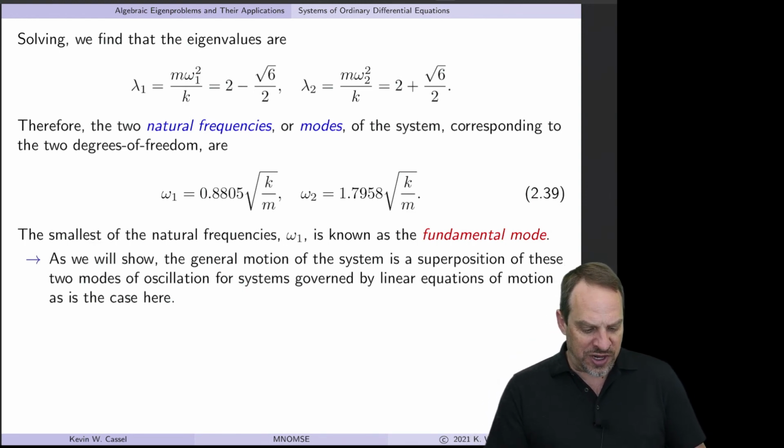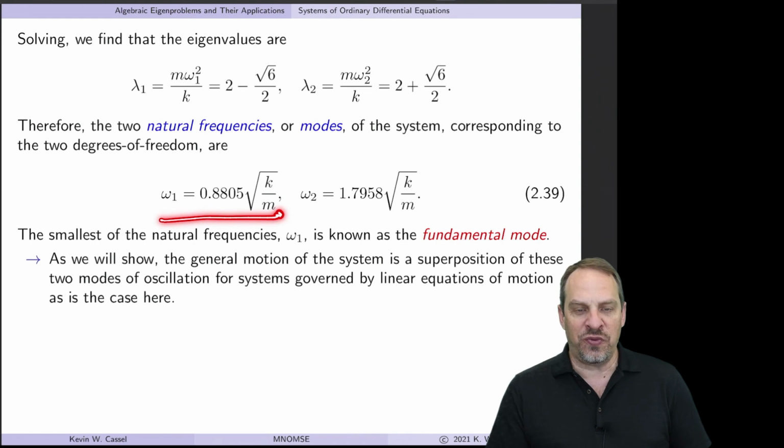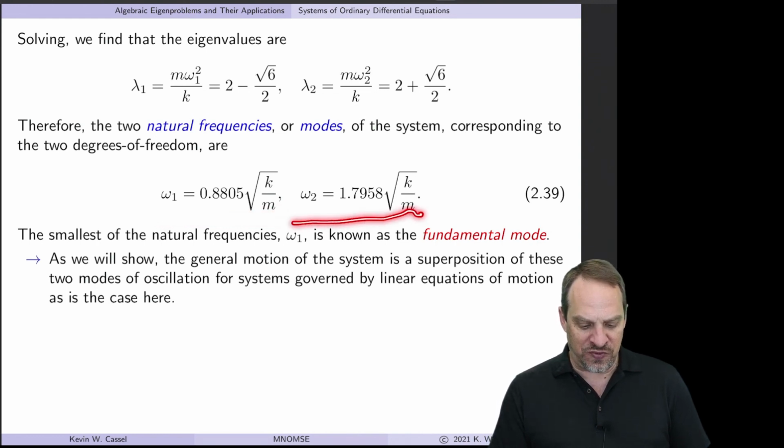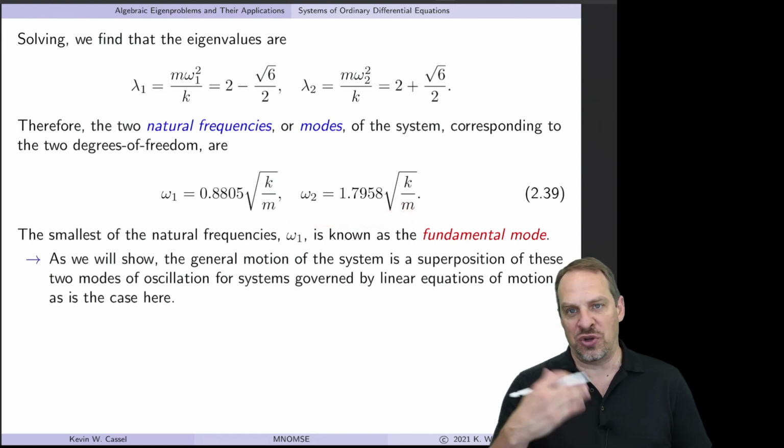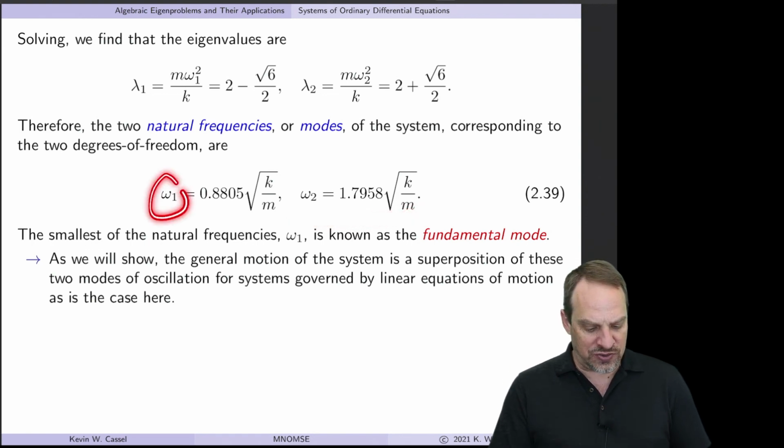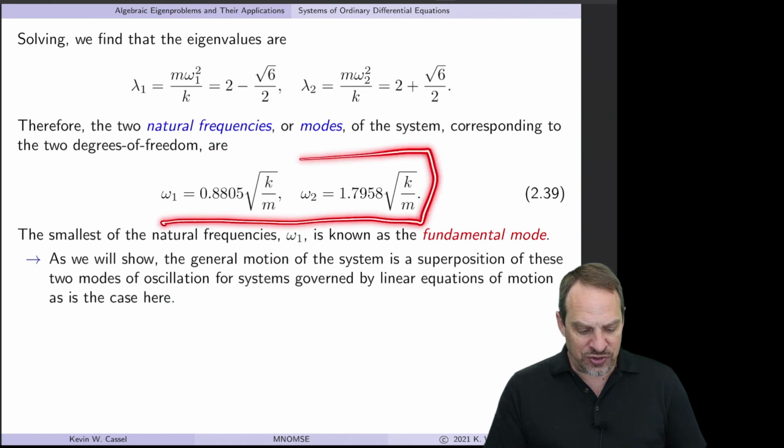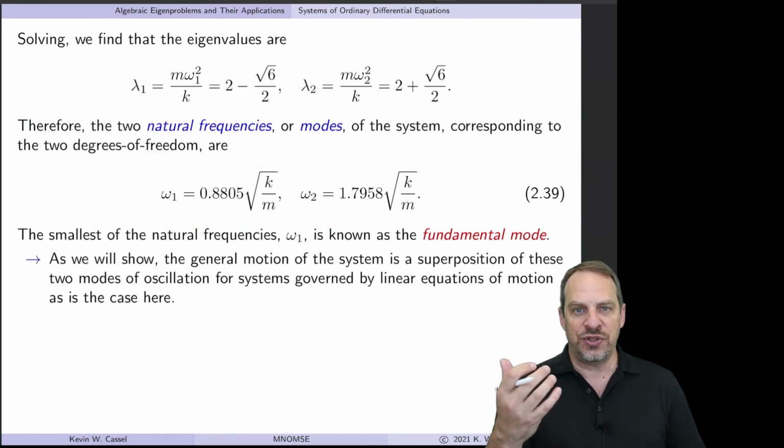So if I flip that around, if I solve for omega 1 and solve for omega 2, I get this. I get omega 1 is 0.8805 times the square root of k over m, and omega 2 is 1.7958 times the square root of k over m. Once I know k, once I know m, then these are the values of the natural frequencies. We call the smallest one the fundamental mode. So what we have are those natural frequencies that are inherent to the system.